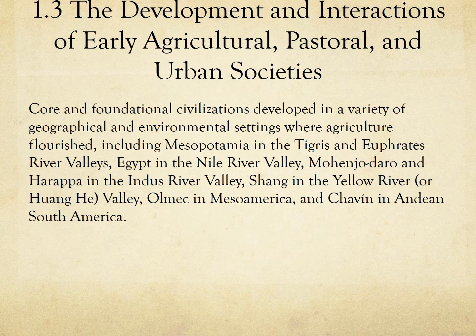Now we're moving into the development and interactions of early agricultural, pastoral, and urban societies. So these core and foundational civilizations developed in a few different geographical and environmental settings where agriculture was able to flourish, like Mesopotamia. You've got Egypt, Mohenjo-daro and Harappa, the Shang, the Olmec, and the Chavín. So all of these different groups were able to grow near a river valley. You needed to have that river for a constant source of water.